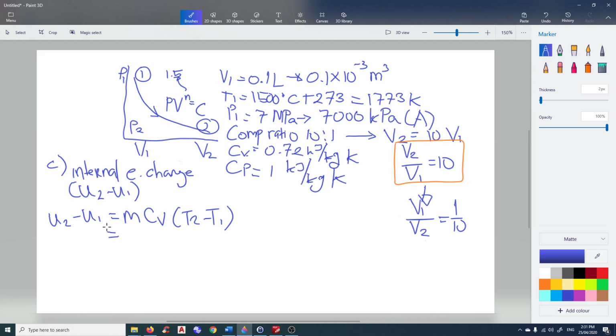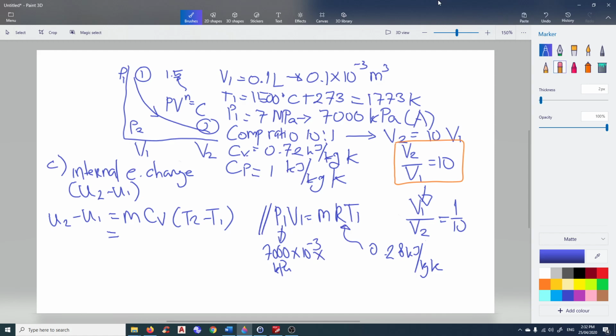Before substituting everything in this equation, we need to calculate the mass because we haven't done the mass. The information that we have to calculate the mass is at point 1. So if we use P1 V1 equal to mRT1, we can calculate the mass. Now the R here is given as 0.28 kilojoule per kilogram Kelvin. P1 is 7,000 kPa. That's 10 to the power negative 3. Sorry.